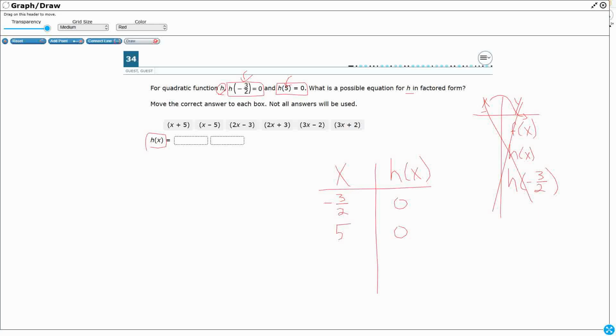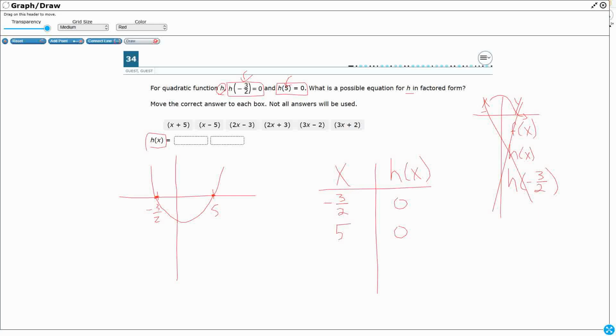I'm not sure if this opens up or opens down, but let's assume it opens up. Basically, what they're saying is, if that's 5, that's negative 3/2. We don't know where it crosses, we don't know what the minimum is, but it's got two zeros, or two solutions, right there. So what we can say is that we've got these two solutions.